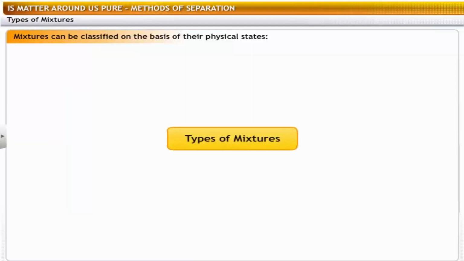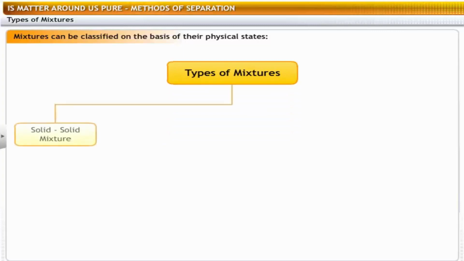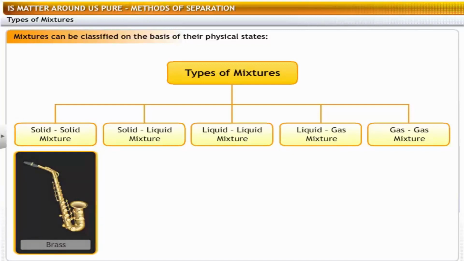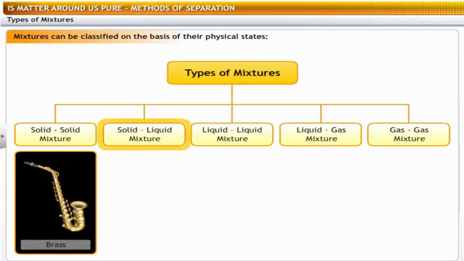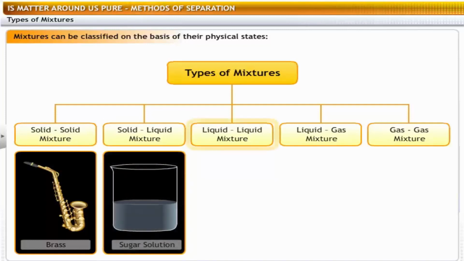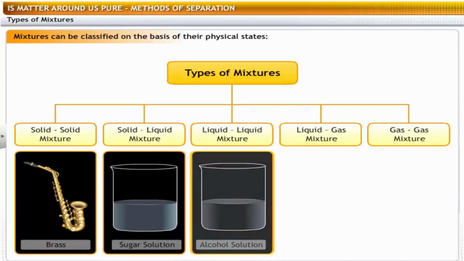You may come across several types of mixtures in daily life as well as in the laboratory. Mixtures can be classified on the basis of their physical states. Solid, solid mixture. Metal alloys are actually solutions of solids in solids. For example, brass is a solution of zinc in copper. Solid, liquid mixture. A sugar or salt solution is an example of a solution of solid in a liquid. Liquid, liquid mixture. Alcohol in water is a liquid in liquid mixture.